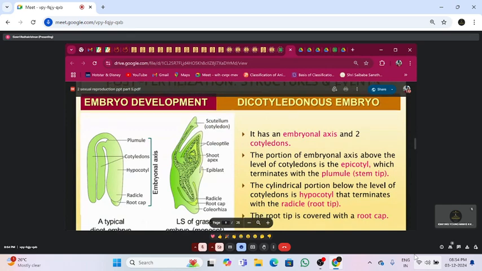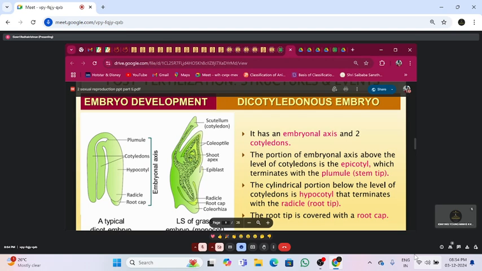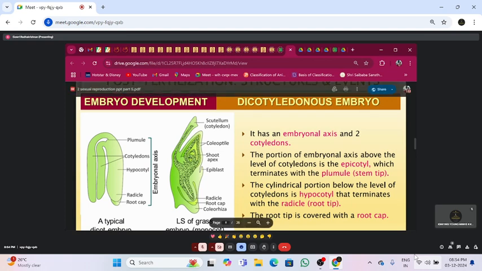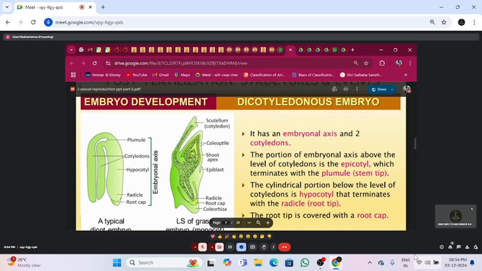Now the dicotyledonous embryo has two cotyledons. So it has an embryonal axis and two cotyledons. The portion of the embryonal axis above the level of the cotyledons is the epicotyl, which terminates with the plumule, or the stem tip.